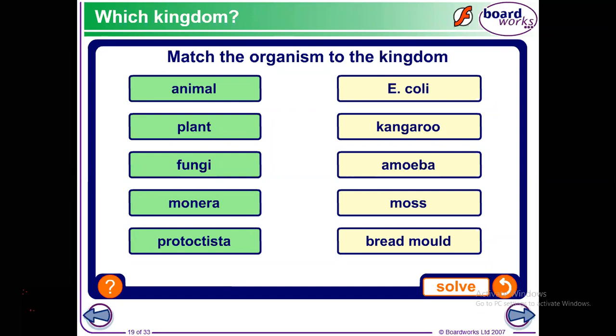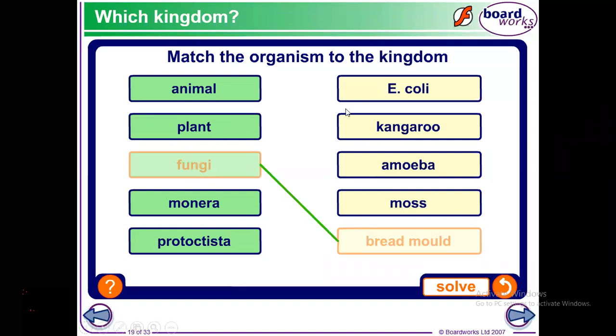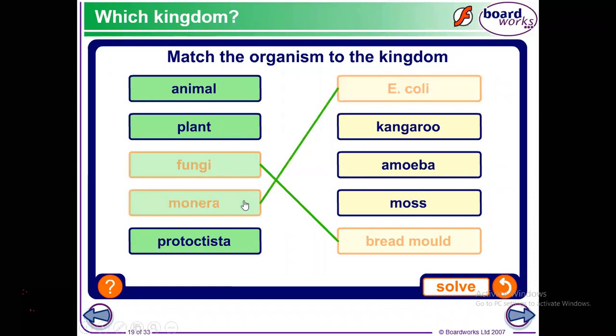So here we have different organisms and different kingdoms. We still have 10 minutes for this session, guys. So we have animals, plants, fungi, monera, and protists. We have E. coli, which is the bacteria. We have kangaroo, amoeba, moss, and bread mold, which is a fungi. So let me help you guys with the first one. We have fungi in here, and this one belongs to monera.